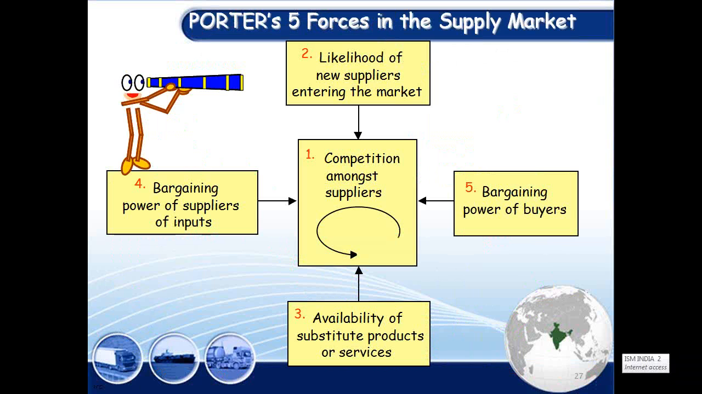Here is one very popular model, Porter's 5 forces in supply management. You might be in any business, maybe a pharma business, automobile business, or even a service business. This model works very well, and it is called Porter's 5 forces. You can see those 5 forces, starting from 1, 2, 3, 4, 5. The very first thing, again more of common sense, is competition among suppliers.